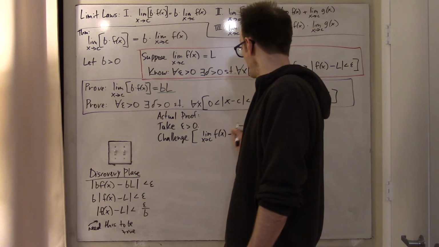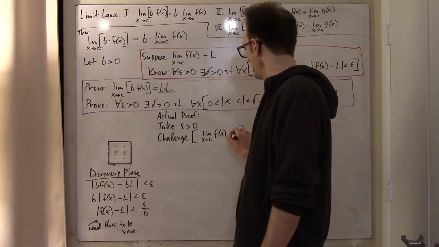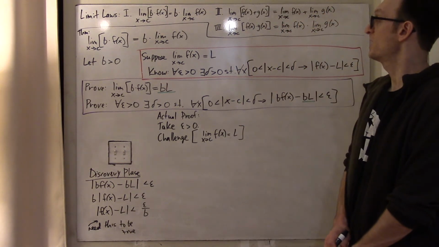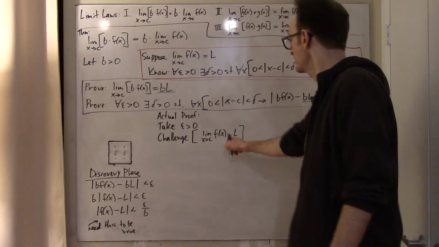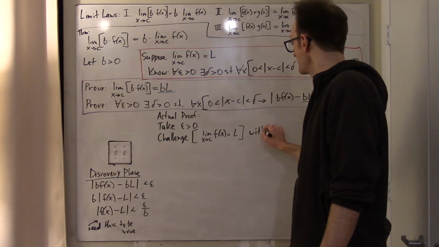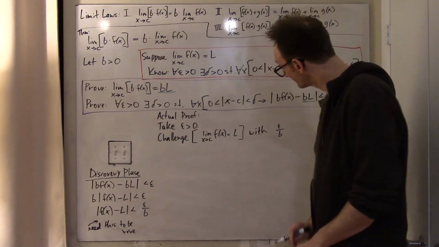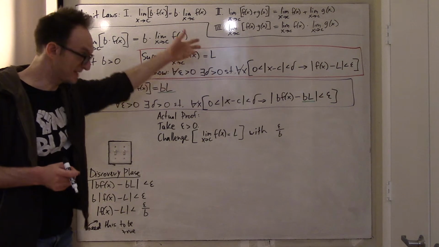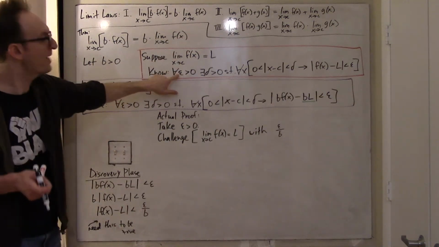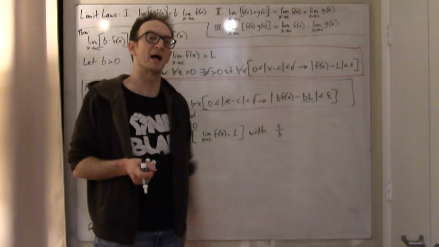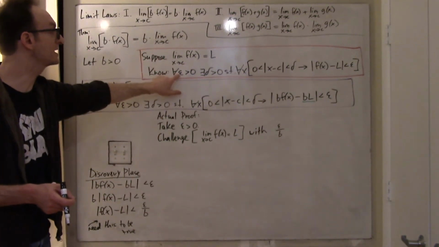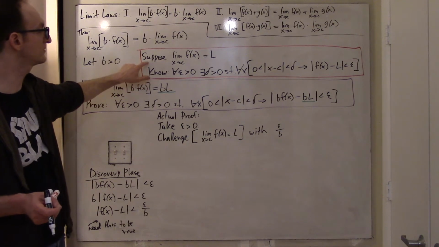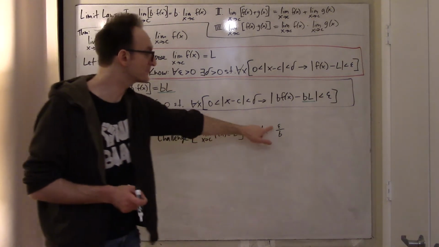That's a fact that we're assuming, and by challenging it, what I mean is, I challenge this with epsilon over b. What I mean by this is, if this limit is L, that's my assumption, then for any possible epsilon, blah, blah. Well, the epsilon that I choose to feed this is actually epsilon over b.